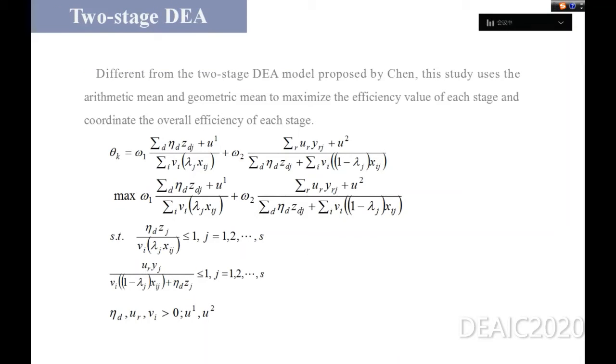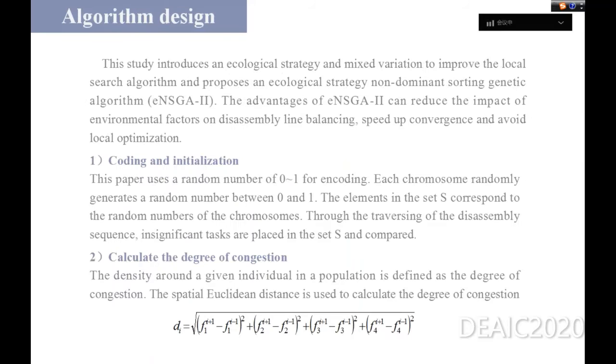Different from the two-stage DEA model by Chen, this study used the arithmetic mean and the geometric mean to maximize the efficiency value of each stage and coordinate the overall efficiency of each stage.